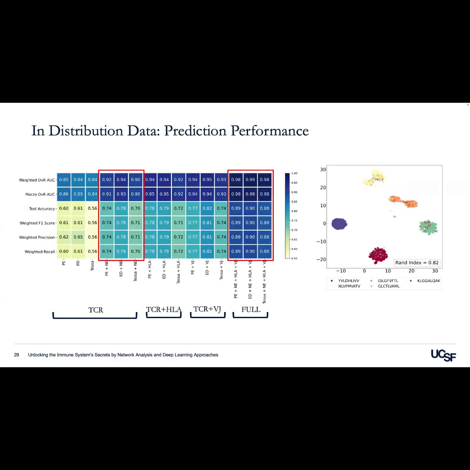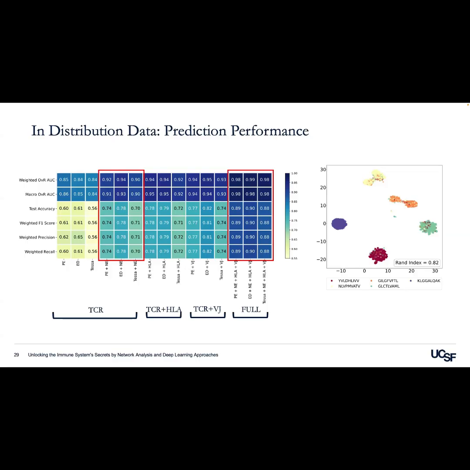Okay, so now the exciting part is coming. This is the prediction performance on our in-distribution data. I'm sorry, the top one's covered. No doubt, when we have full input, which is the TCR together with the HLA information, performance is the best, which is the rightmost 3 columns.